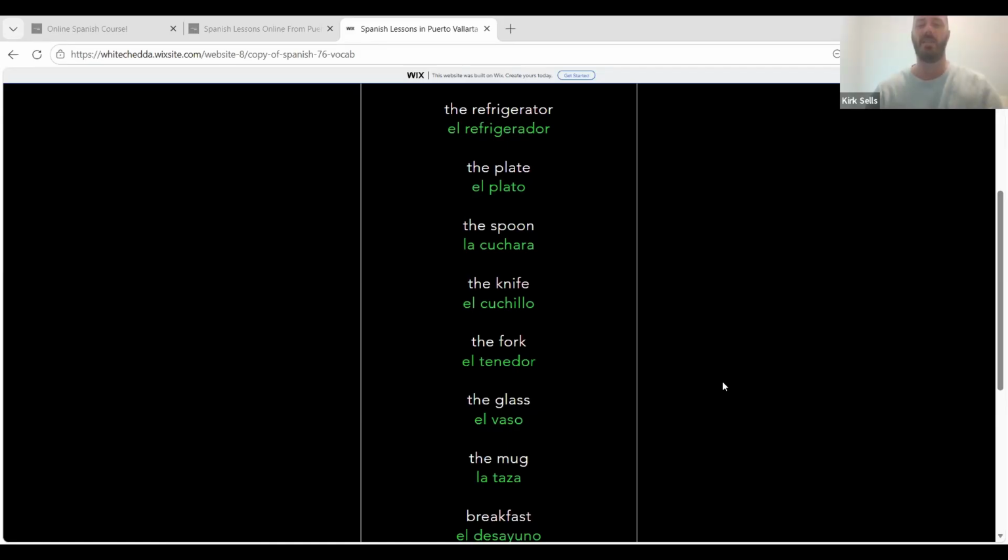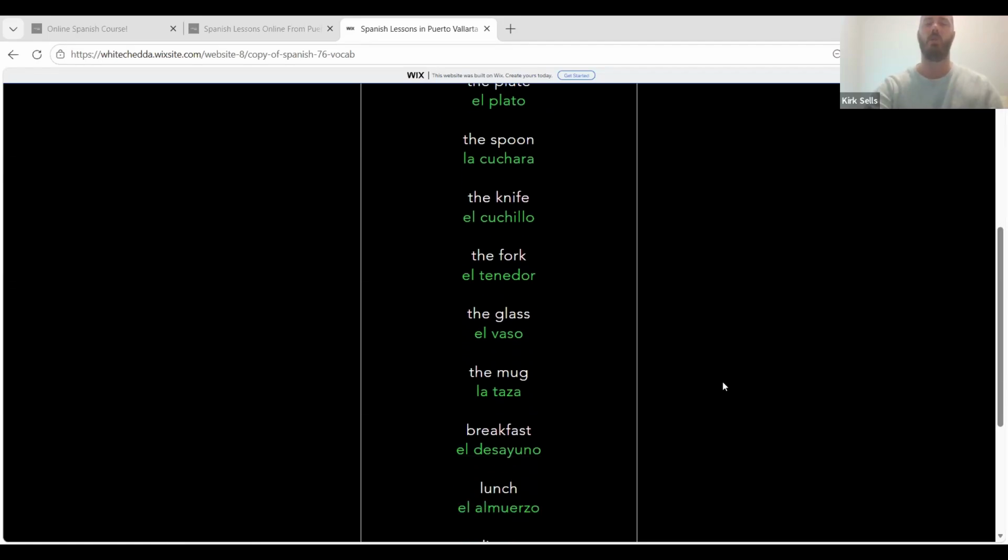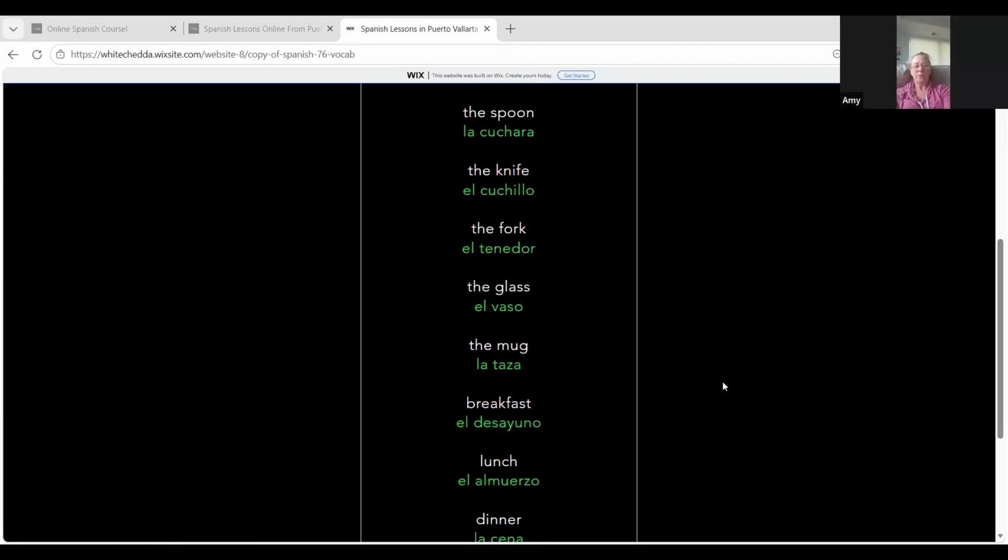La cuchara is the word for the spoon. Let's try la cuchara. The spoon. La cuchara. And this is how you'd say the cockroach is on the spoon. La cucaracha está en la cuchara. Just in case you ever need to know how to say that. And that'd be disgusting, so hopefully you never will.